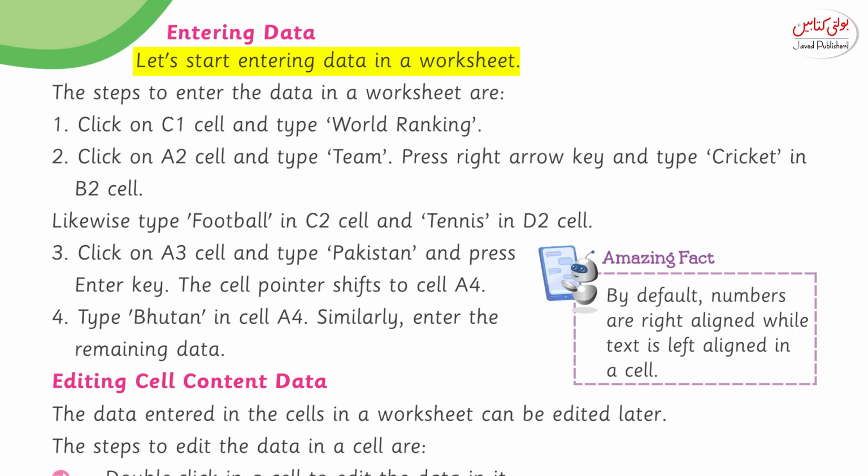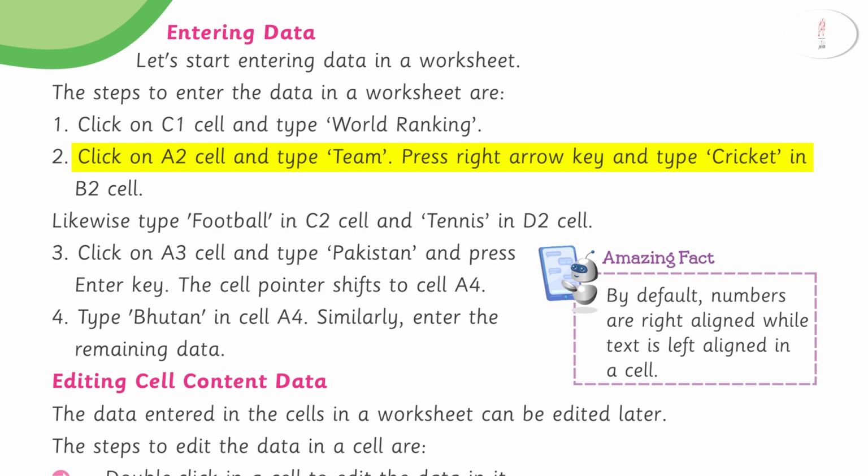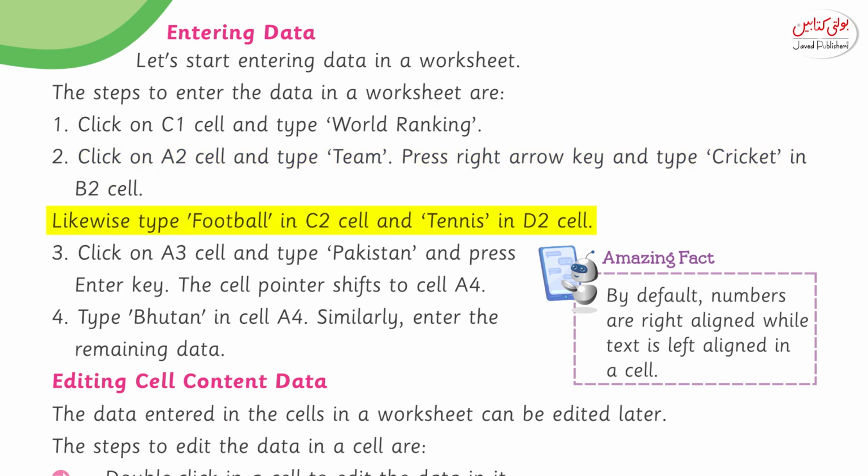Entering data. Let's start entering data in a worksheet. The steps to enter the data in a worksheet are: click on C1 cell and type World Ranking. Click on A2 cell and type Team. Press right arrow key and type Cricket in B2 cell. Likewise, type Football in C2 cell and Tennis in D2 cell.